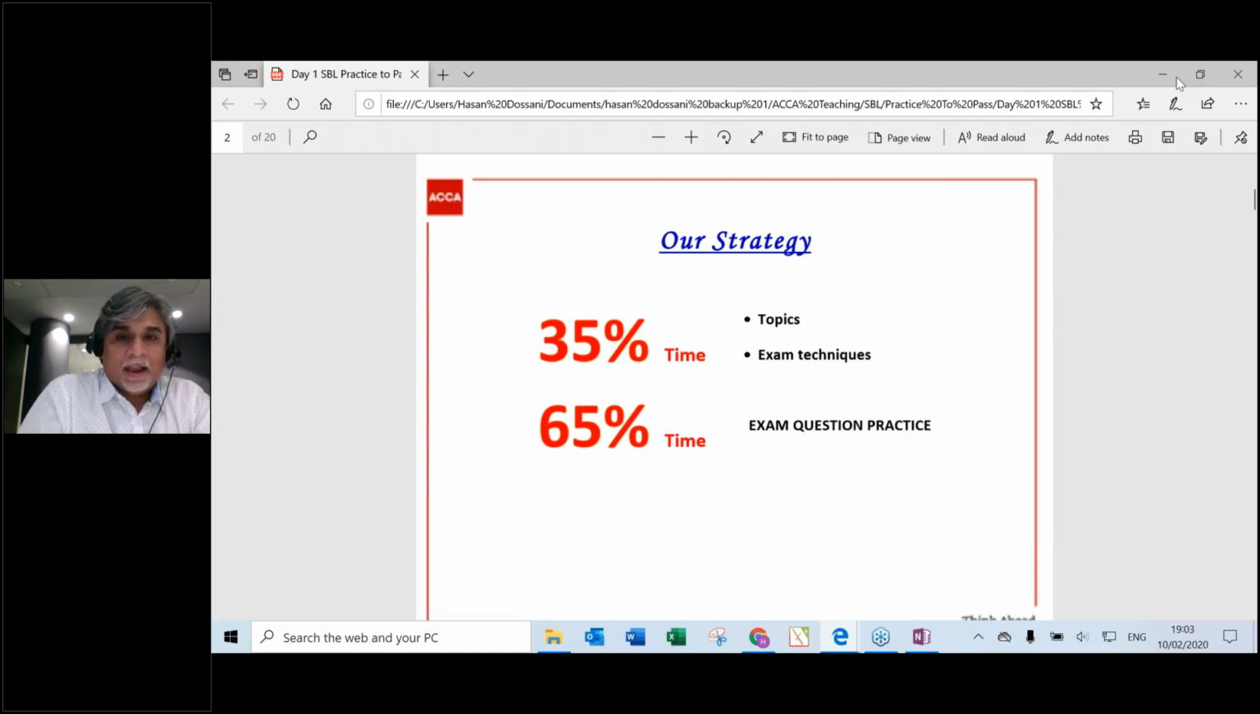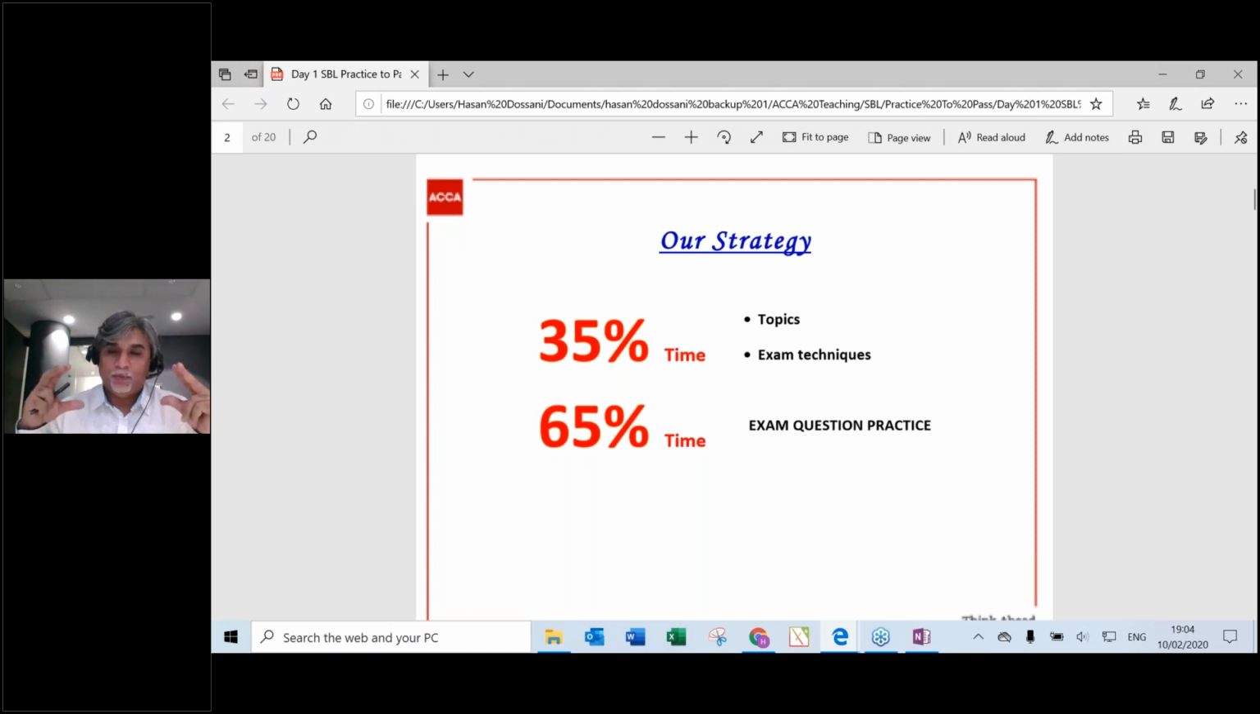I think that we need to practice more and spend less time on theoretical knowledge. So this time around, we have changed some strategy, and we will spend only 35% of the time, or you can say 1/3 of the time, on knowledge and topics, and 2/3 of the time I will be solving questions, where I will demonstrate how to apply that knowledge, how to link your answers with the case, how to draft, how to present.